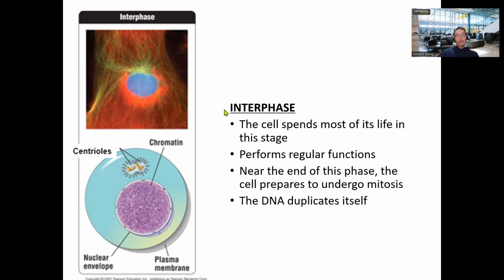Okay, so in interphase, which is not part of the division, it's just the normal stage, the cell spends 90% of the time performing its regular function. But nearing the end of it, we will duplicate the DNA. In this case, the DNA is still in its chromatin form. It's DNA wrapped around proteins. It's not the most condensed version just yet.